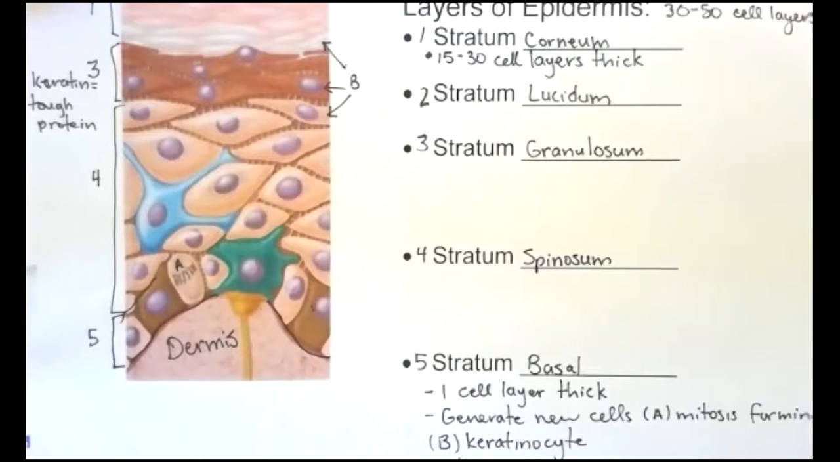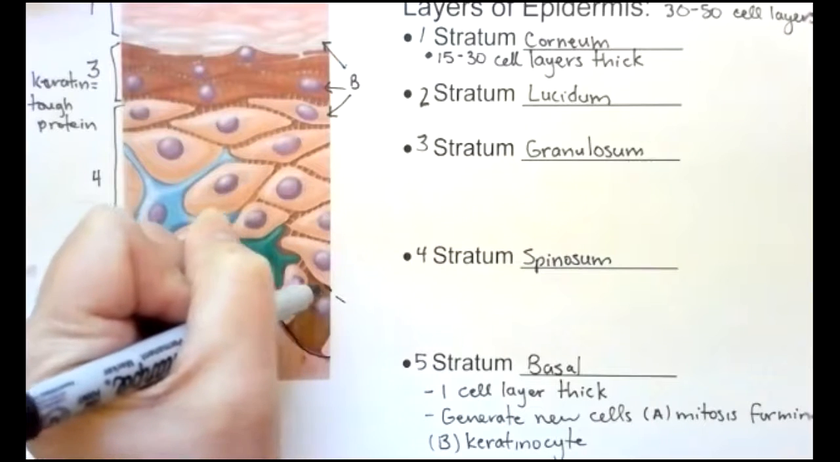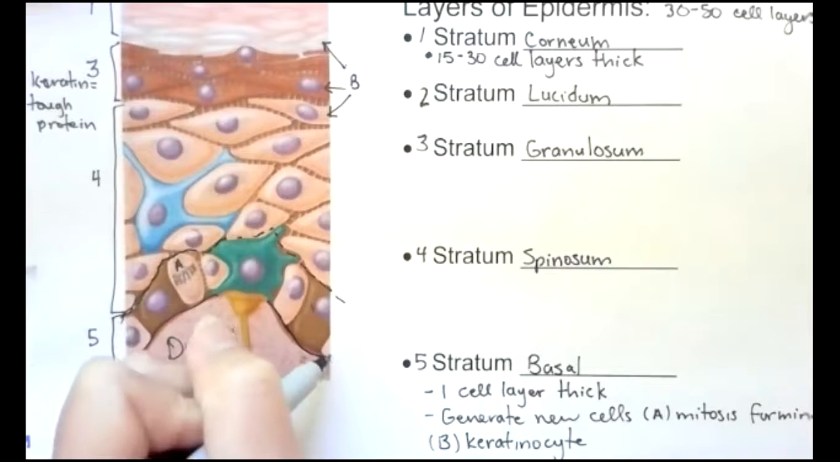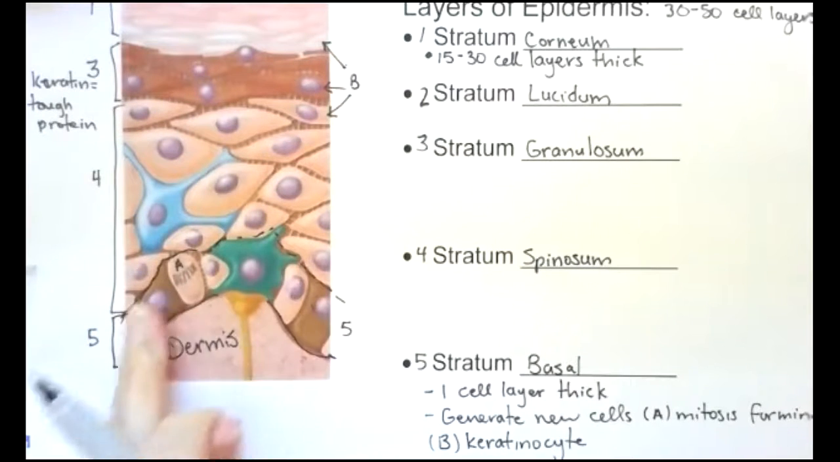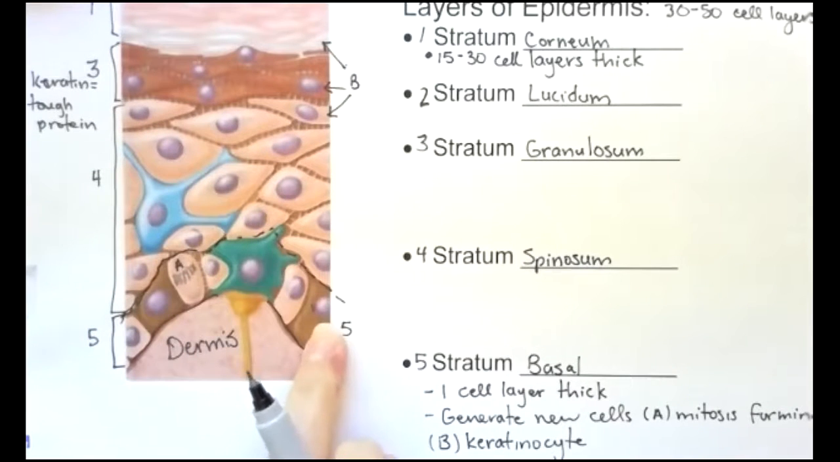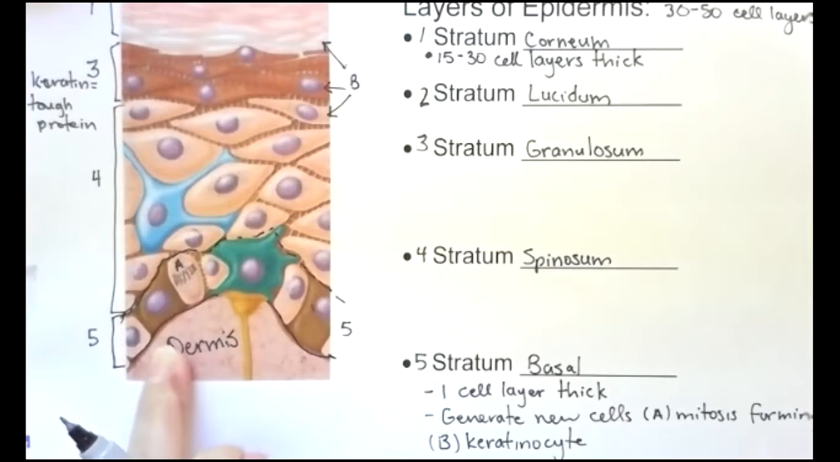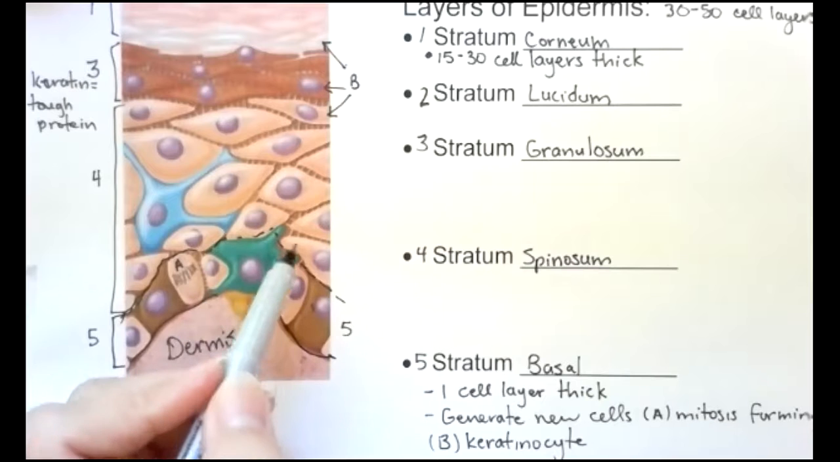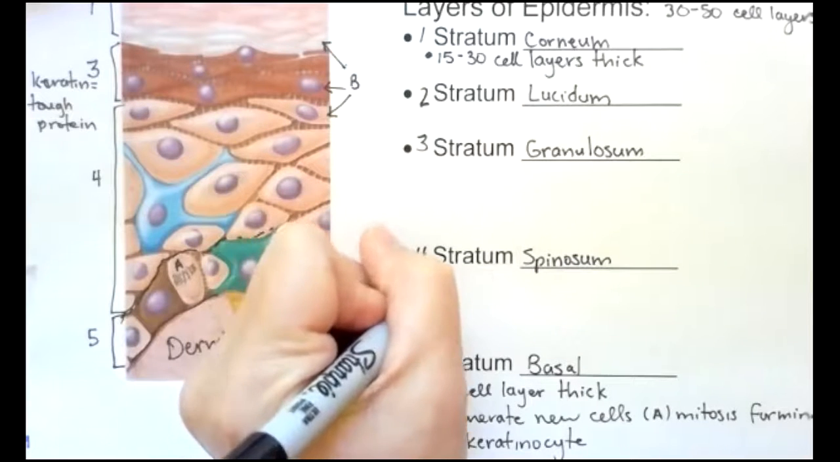So in the stratum basal, we're generating these new keratinocytes, and we're going to talk about some of these other structures later. We're going to come back and pick those up. The keratinocytes in my diagram have this peach color. I'm going to draw a dotted line, and this is the stratum basal. It's the first layer of cells that exists adjacent to the dermis. We then go to the stratum spinosum. And this is going to be 3 to 5 cell layers thick.